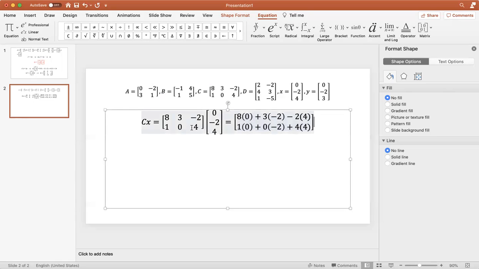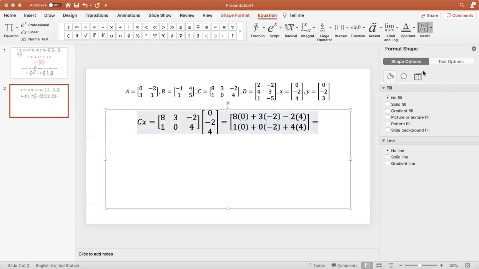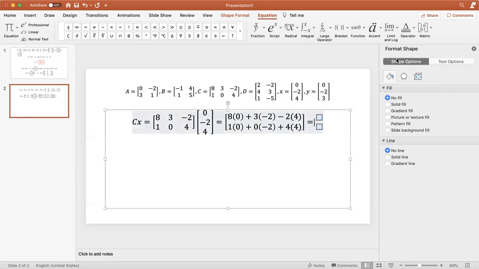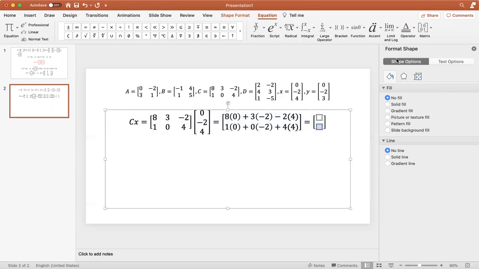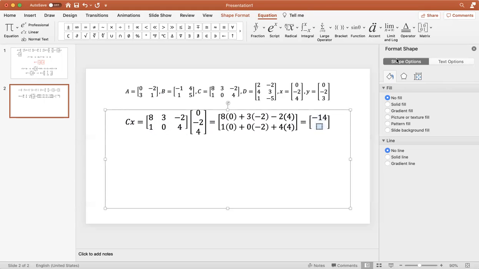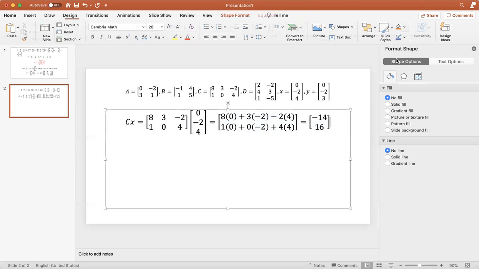So the corresponding 2 by 1 vector, to be specific, would be: you have 8 times 0, it's 0; you have negative 6 minus 8, so negative 14; and this becomes 1 times 0, 0, 0, 4 times 4, you have 16. Okay.